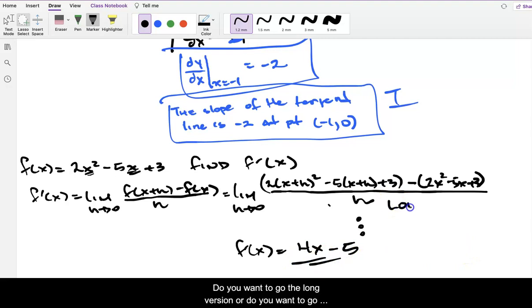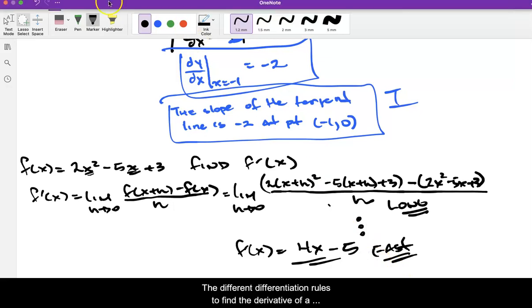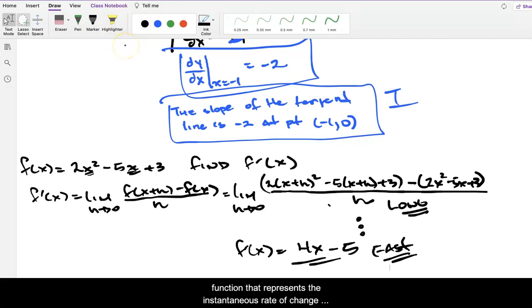Do you want to go the long version or do you want to go the fast version? I think fast. Right? And that's what we're going to do, talk about the different differentiation rules to find the derivative of a function, which represents the instantaneous rate of change at some given point on the curve of the original function.